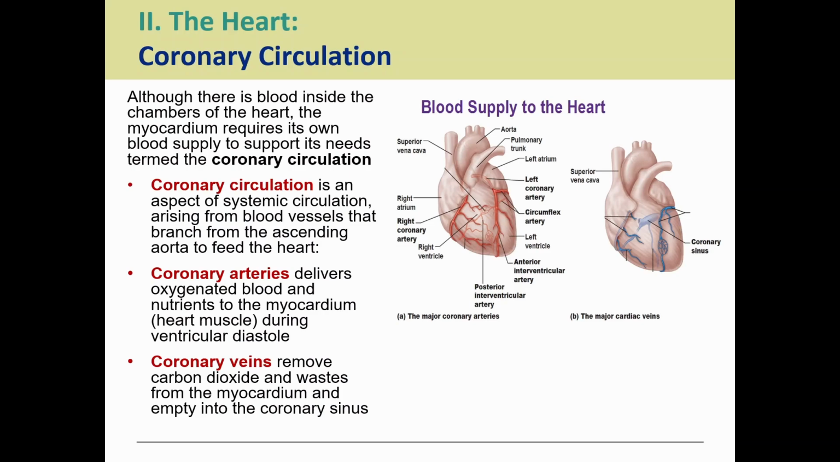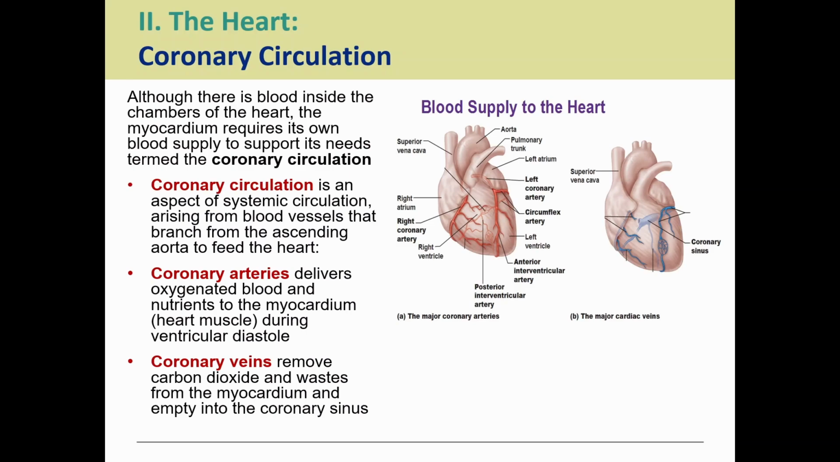So the other thing to note is that we're not just pumping blood around the body, but we also have to circulate blood to the heart. The heart needs its own oxygen and nutrients, and it needs waste removed from it just like any other tissue, and so we have to look at the coronary circulation that occurs as well.